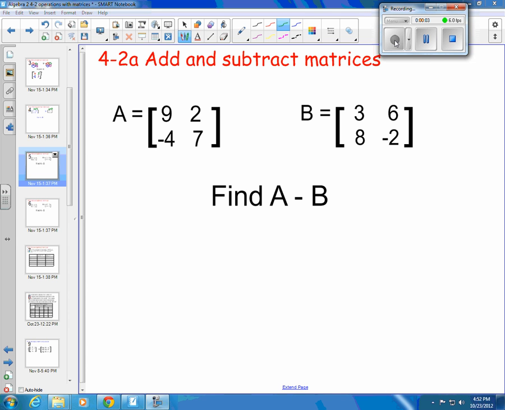Algebra 2, this is Chapter 4, Section 2. This is going to be the second video of this section. This one's going to be subtracting matrices. So we're going to take the matrix A and we're going to subtract the matrix B.